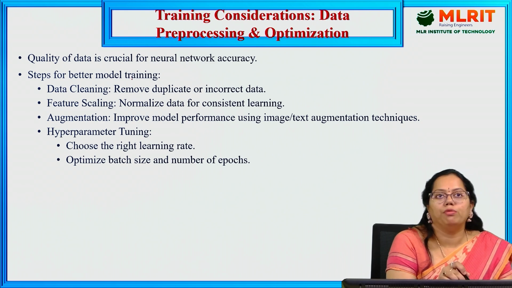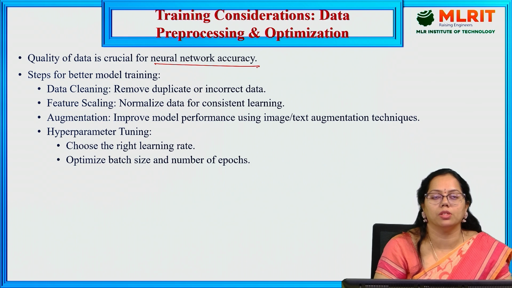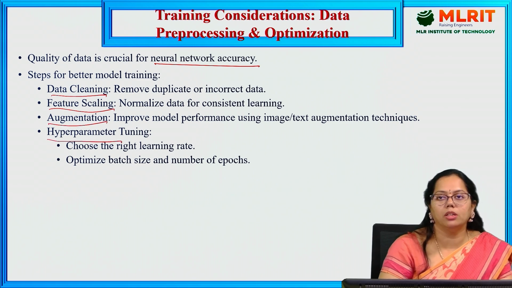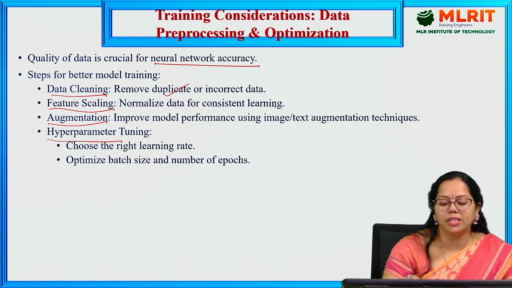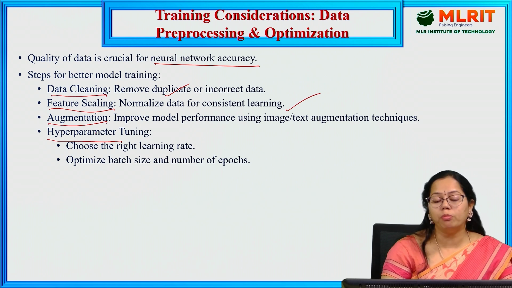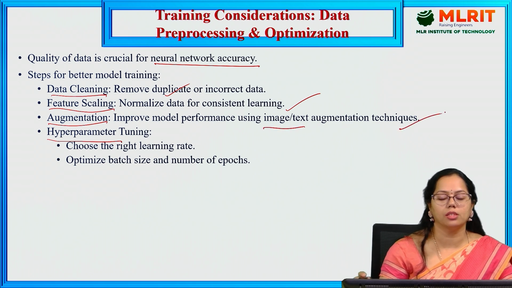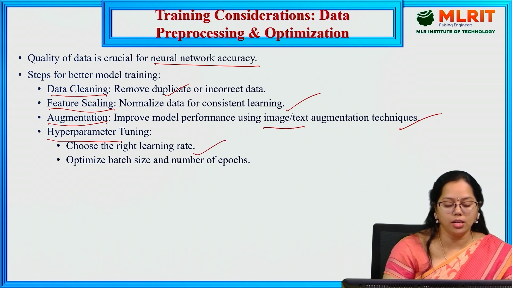What about the quality of data? Quality of data is crucial for neural network accuracy. These are the steps: data cleaning, feature scaling, augmentation, and hyperparameter tuning. Data cleaning removes duplicates or incorrect data. Feature scaling normalizes data for consistent learning. Augmentation improves model performance using image or text augmentation techniques. Hyperparameter tuning chooses the right learning rate.